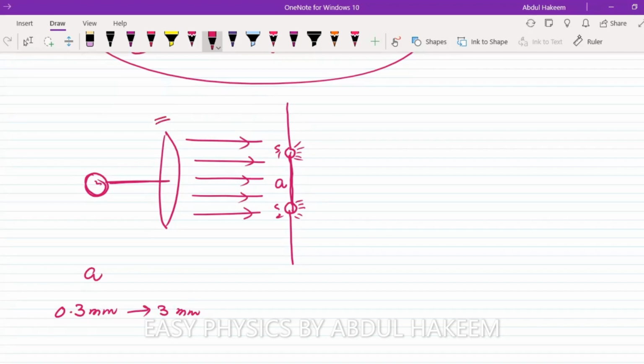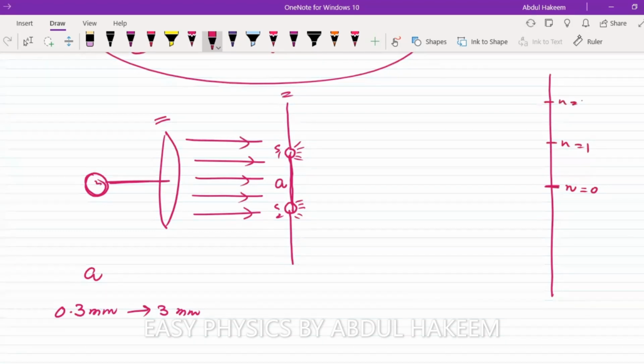So here is refraction, here is diffraction, and here is the interference. So the number of the bright spots and the number of dark spots: due to constructive interference, bright spot; due to destructive interference, dark spot. So the central bright spot is N0, then N1, then N2, and so on. Similarly, N1, N2, and so on. This N1 means the path difference is 1 lambda, N2 means path difference 2 lambda, and so on.